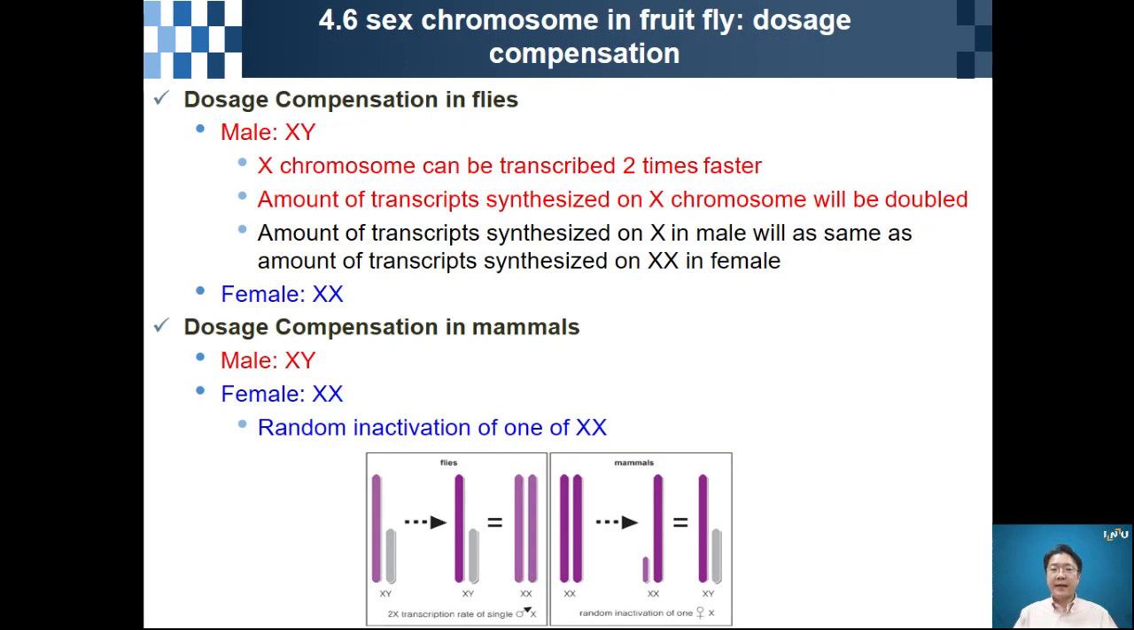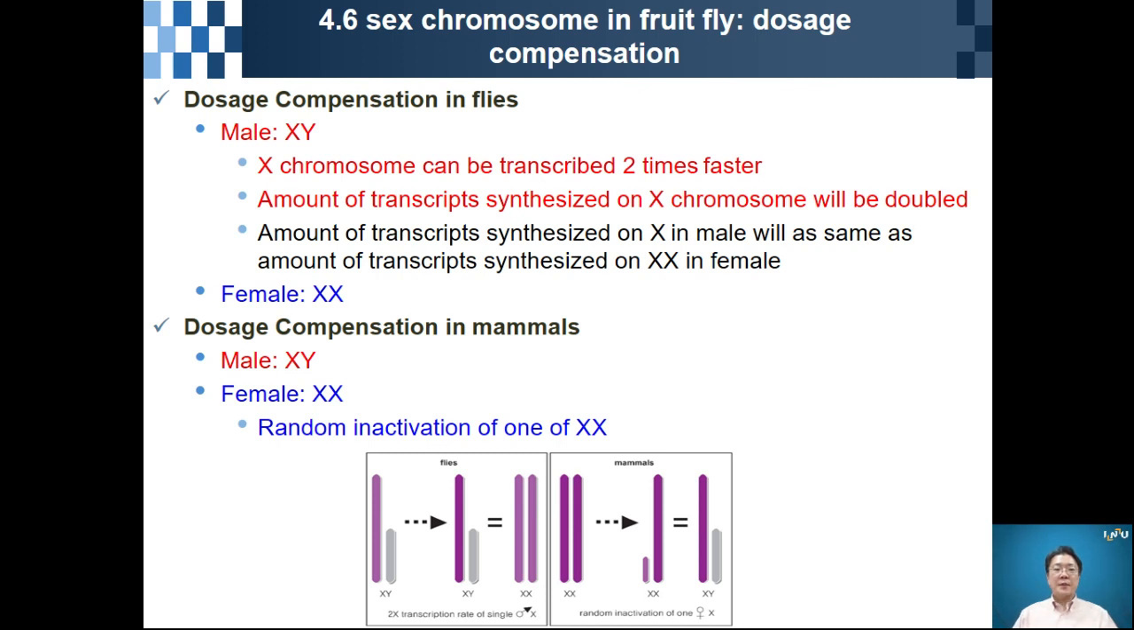So in this slide, I will explain the final subject, sex chromosomes in fruit flies. I will explain the dosage compensation mechanism. Dosage compensation in fruit flies is different from the dosage compensation mechanism in mammals. So let me start with dosage compensation in fruit flies.